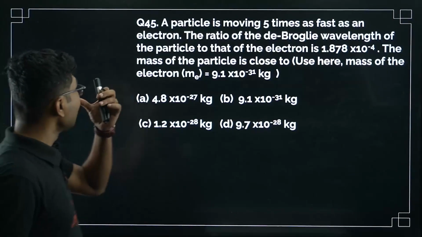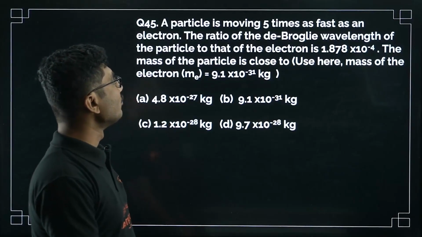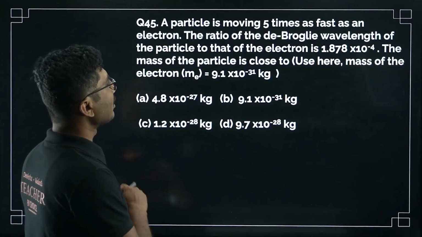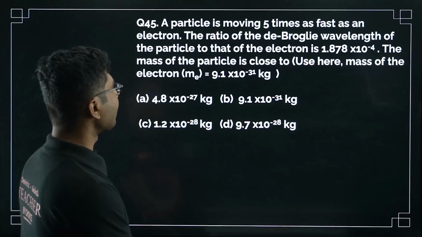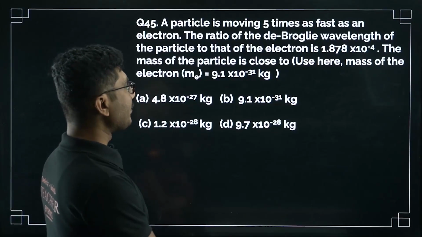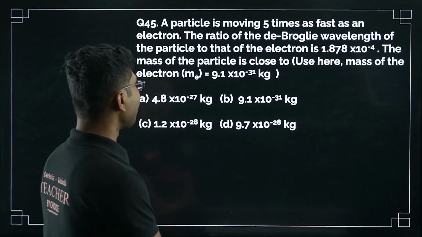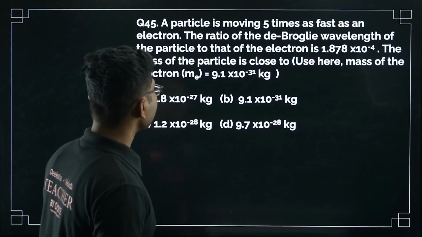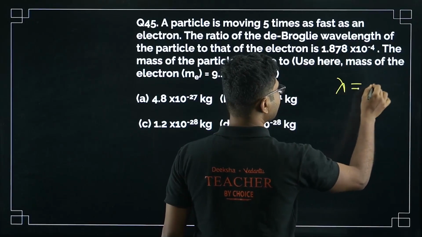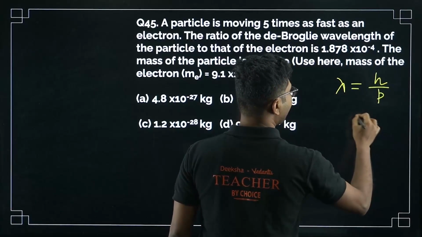Next question. Last question, a particle is moving 5 times as fast as an electron. The ratio of the de Broglie wavelength of the particle to that of the electron is 1.878 into 10 to the power of minus 4. The mass of the particle is close to. So first of all, what is the formula for de Broglie wavelength? It is h by p or h by mv.